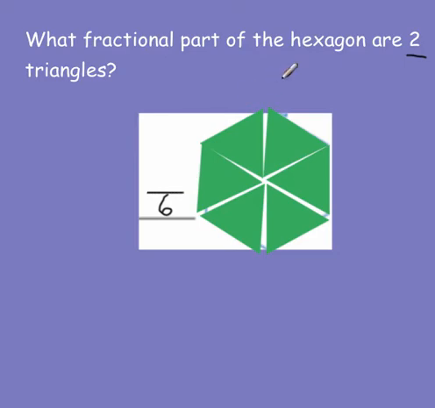The top number is what I'm counting, and the question asks me about 2. It wants to know what fractional part of the hexagon are just 2, right here, let's say we pick these 2, are just 2 of the triangles. So that's my top number, that's what I'm counting. So 2 of those triangles right here, these circled ones, would be 2/6 of my hexagon.